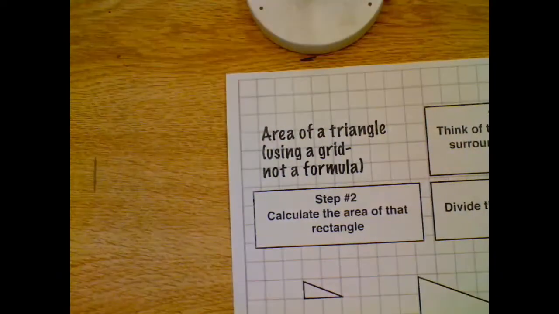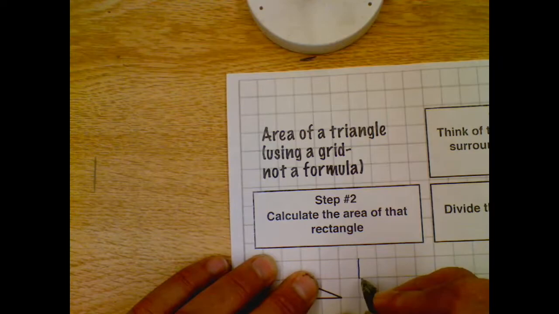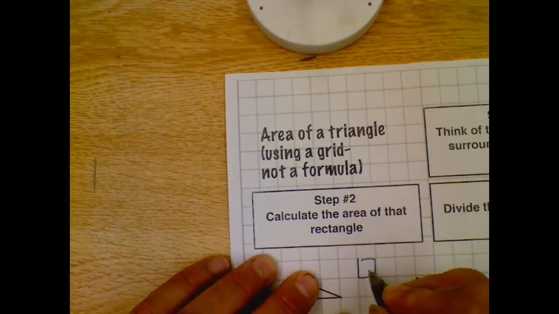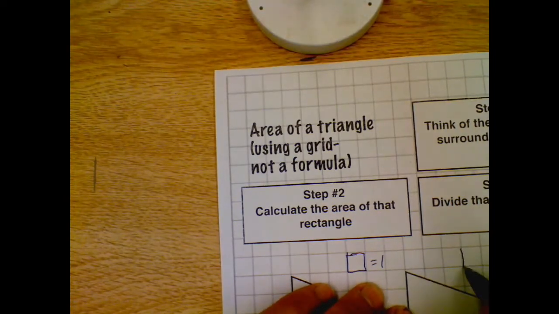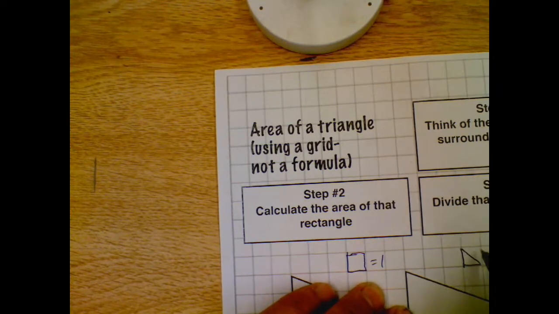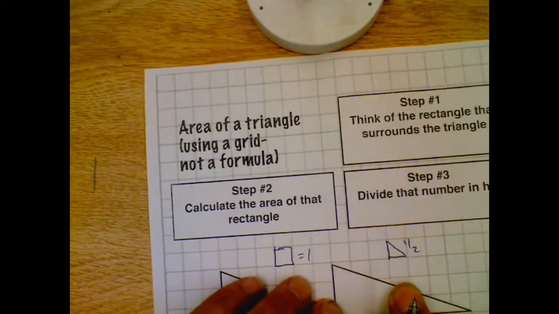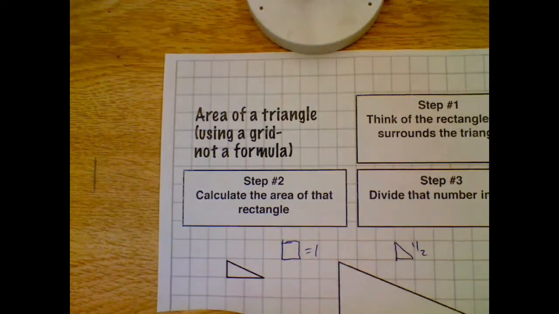Now let's look at areas of triangles. There are little steps here. Let's just take a look at one square. What is the area of this one square? Well, that of course equals 1. If that equals 1, then we know that this has to equal half, right? You put a diagonal in there, it's half.